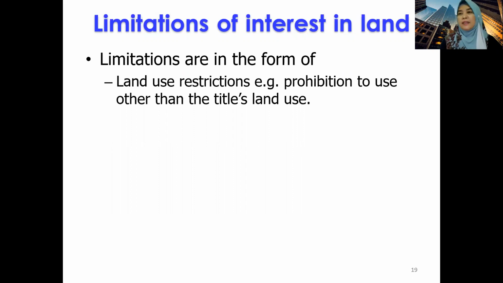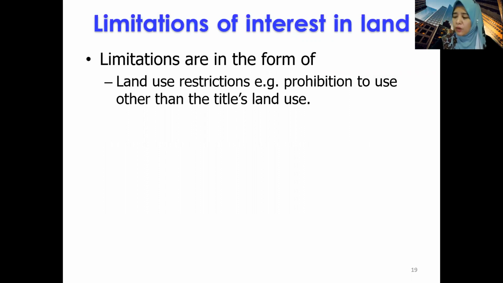Religious use pun dikira bangunan keagamaan, bangunan agama, dia punya category of land use. Anyway, the third one is the industrial use. Same, other countries also have this kind of land use restrictions, whereby the owner can only use the land as per the title, as per stated in the title.